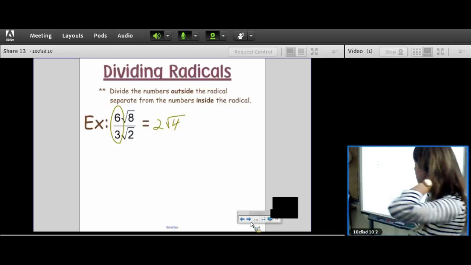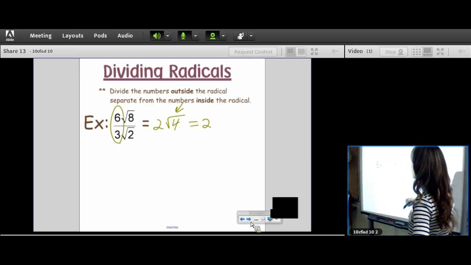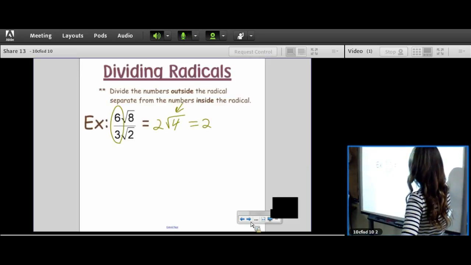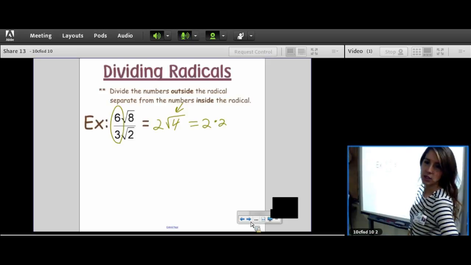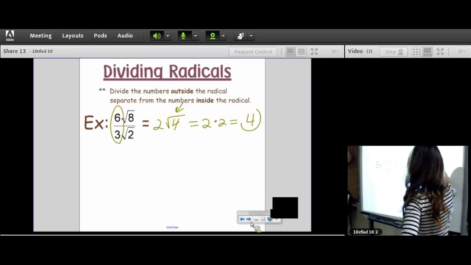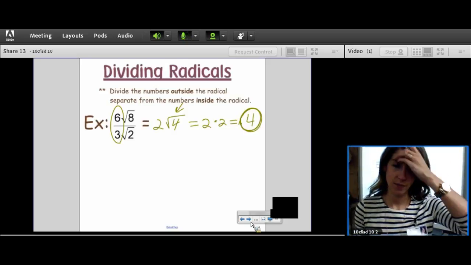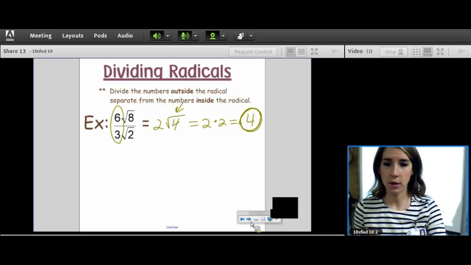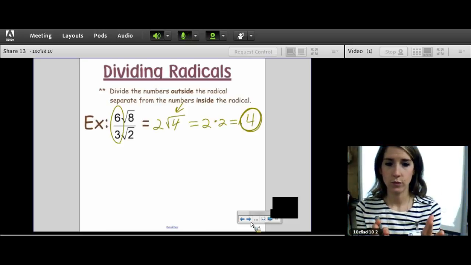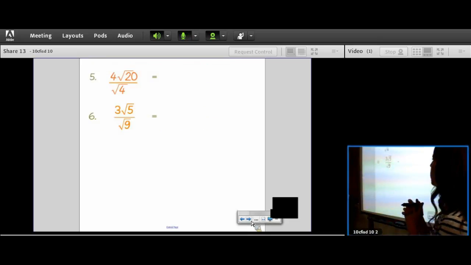Ooh, one more step. That's a perfect square right there. You never leave perfect squares alone because you're not done. So the final answer is plain old integer 4. That is the answer. 2 times square root of 4 is like saying 2 times 2. 2 times 2, 4. Try some more.